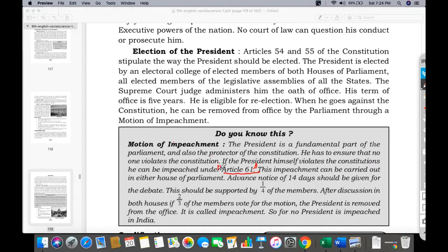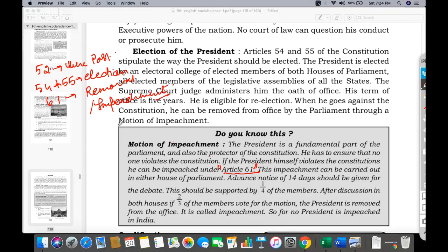So four articles you have to remember. Article 52 says there should be a President, so this is for the post of President. Articles 54 and 55 are the election of the President. And Article 61 is the removal of the President, which can also be called impeachment of the President.